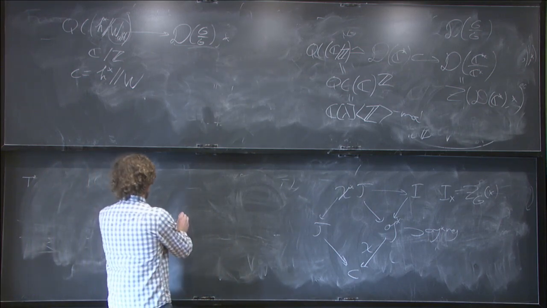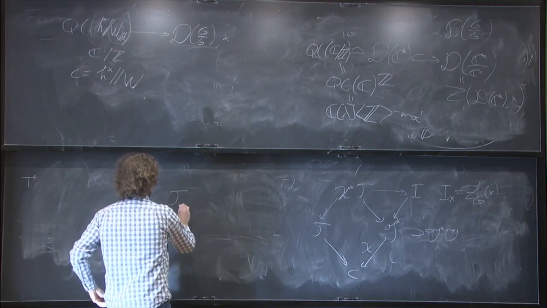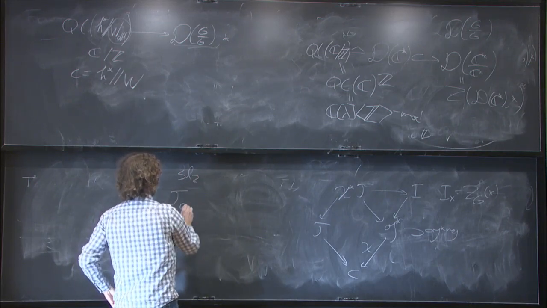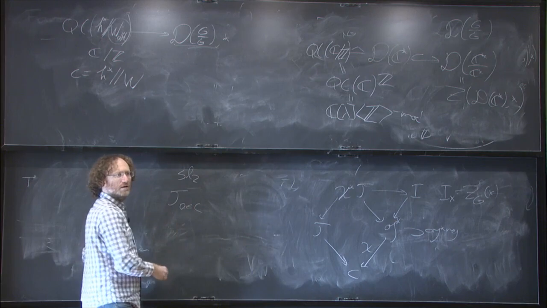So if you look at J sub 0, say, so let's look at SL2. You take 0 inside of C.